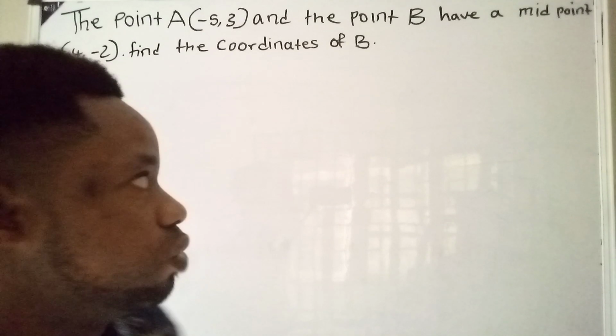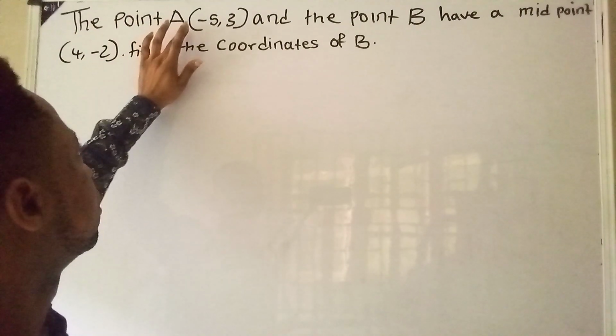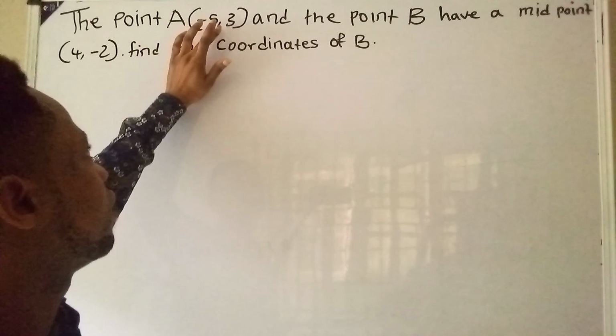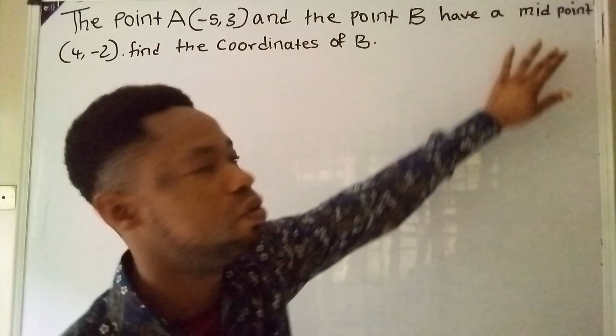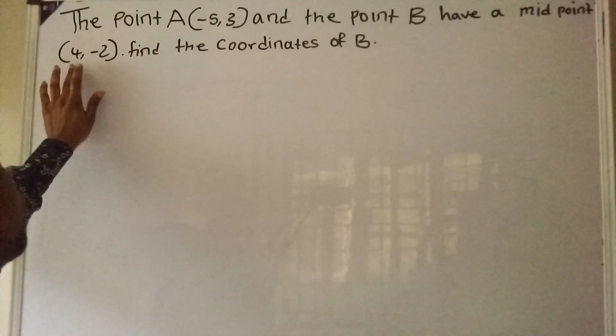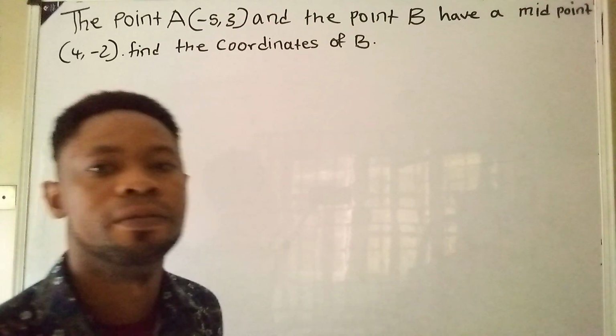And today's tutorial we'll be looking at this question. Here is the question: the point A (-5, 3) and the point B have a midpoint (4, -2). We should find the coordinate of B.